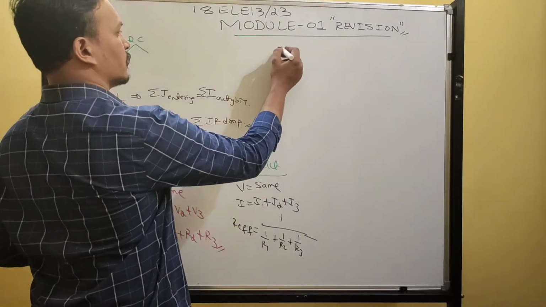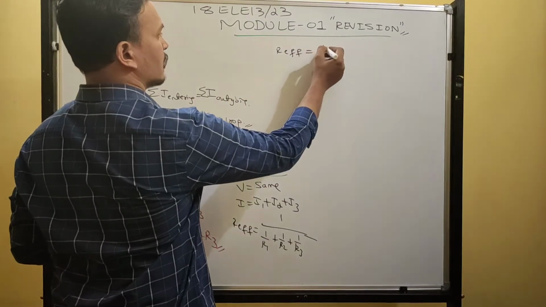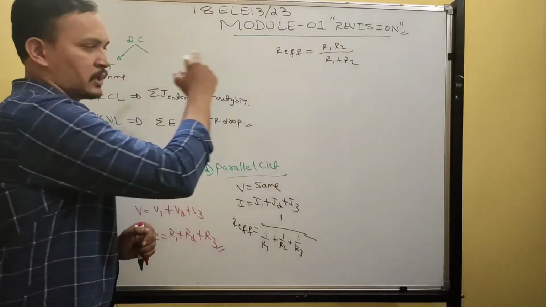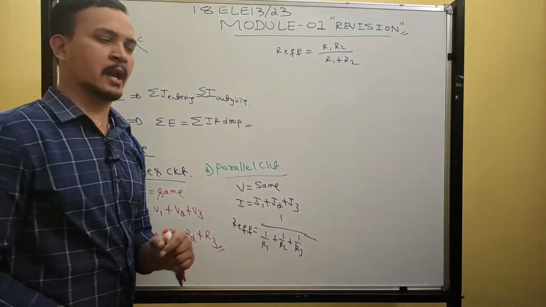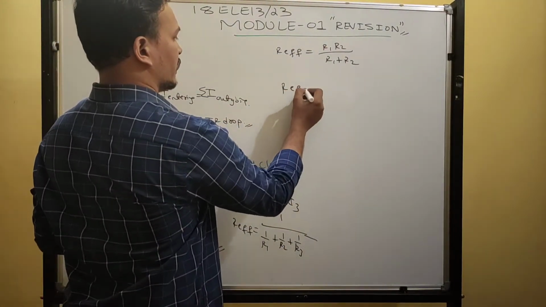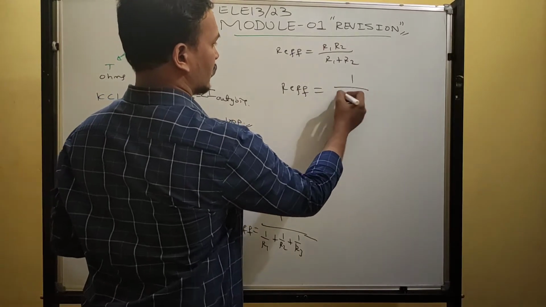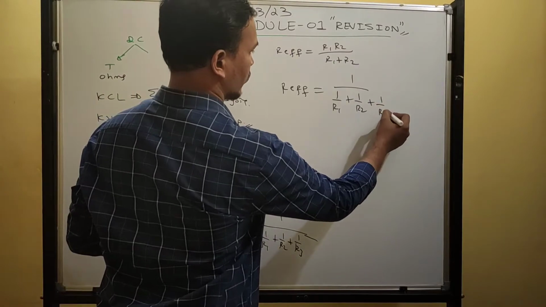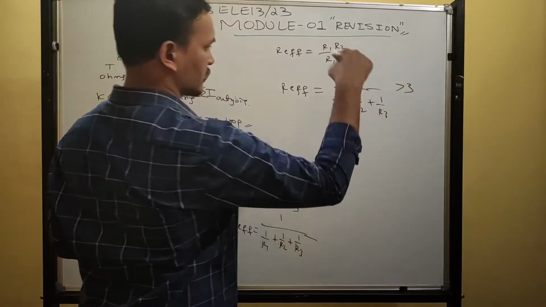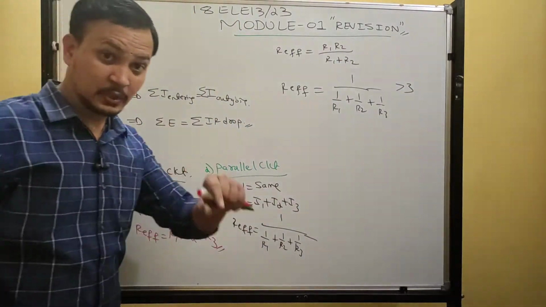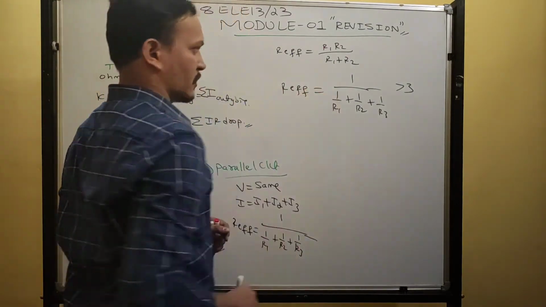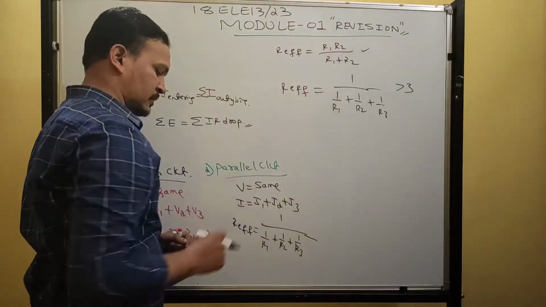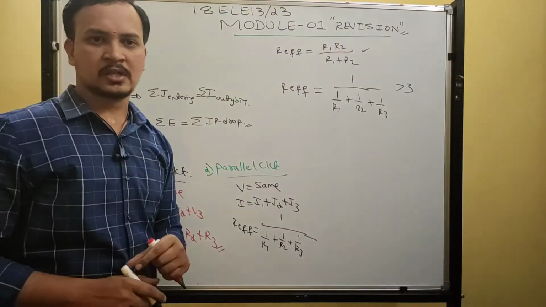In a parallel circuit, when two resistances are connected in parallel, your effective resistance will be R1R2 divided by R1 + R2. Remember this equation when you have only two resistances in parallel. Similarly, when more than two resistors are connected in parallel, remember this equation: 1/R1 + 1/R2 + 1/R3. If more than two resistors are in parallel, use this formula. For exactly two resistors in parallel, remember the other formula: numerator multiply the resistances and denominator add the resistance values.